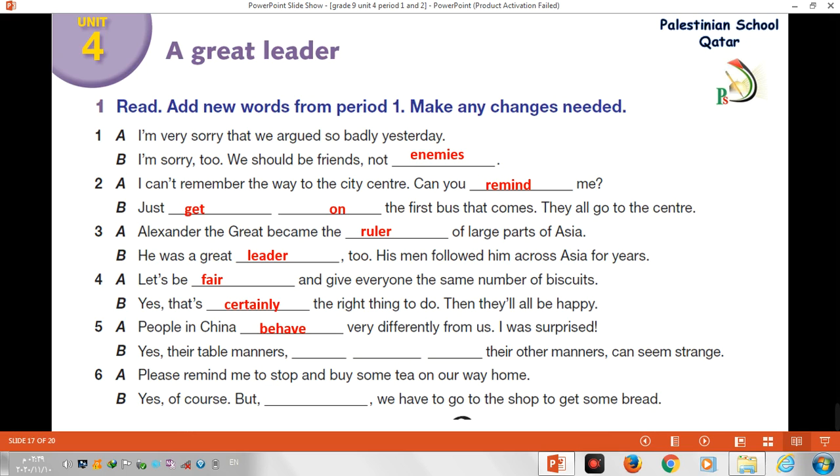Number 5, the people in China behave very differently from us. I was surprised. Yes, their table manners, as well as their other manners, can seem strange. Number 6, please remind me to stop and buy some tea on our way home. Yes, of course, but anyway, we have to go to the shop to get some bread. Okay, everybody? Now, for the next exercise, we have to answer some questions.